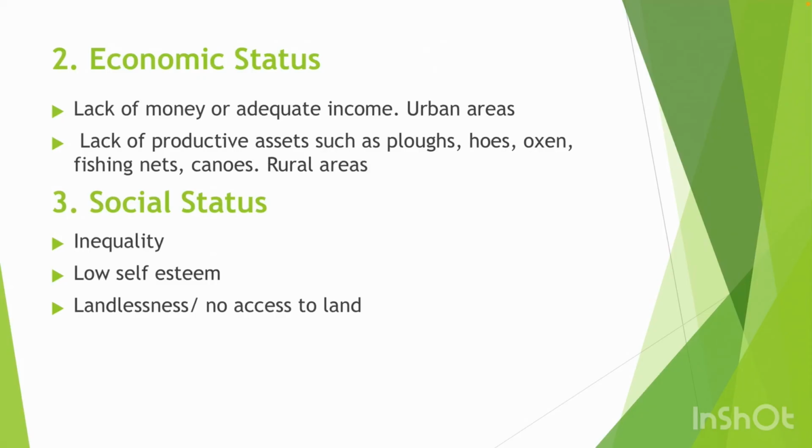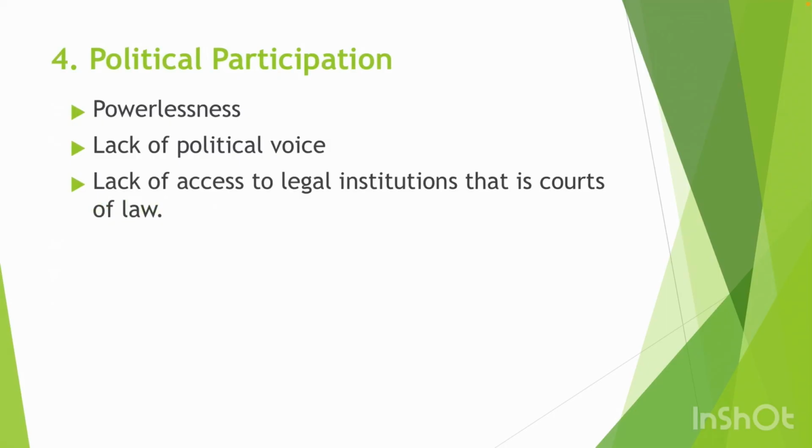Then social status, there is inequality. You won't be considered equal with everyone else. Then low self-esteem. These people mostly don't value themselves that much. Landlessness, no access to land. Then the last one is political participation as a category of characteristics of poverty. Powerlessness when it comes to politics. Lack of political voice. Lack of access to legal institutions, and that is courts of law. So these are the 4 categories of the characteristics of poverty.